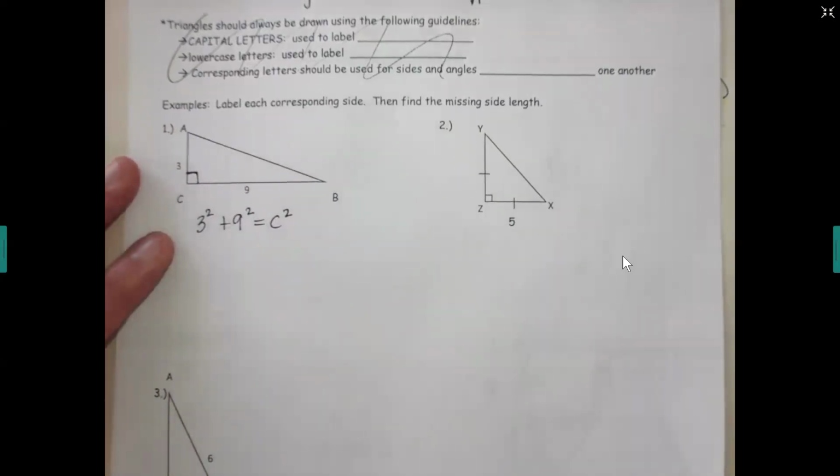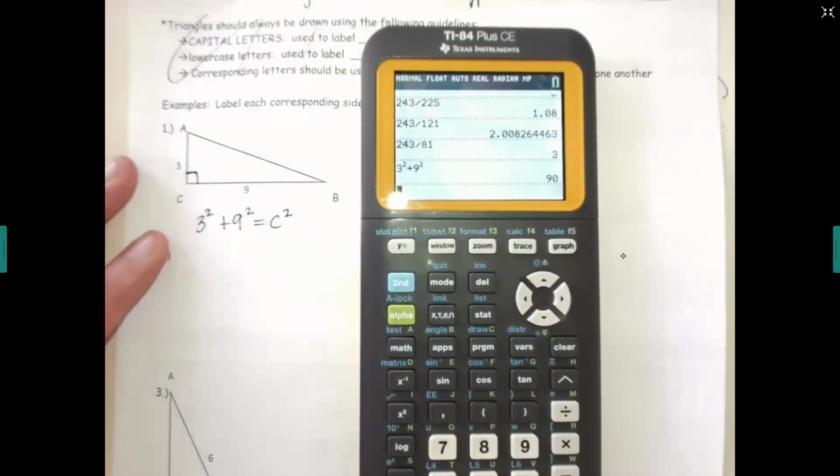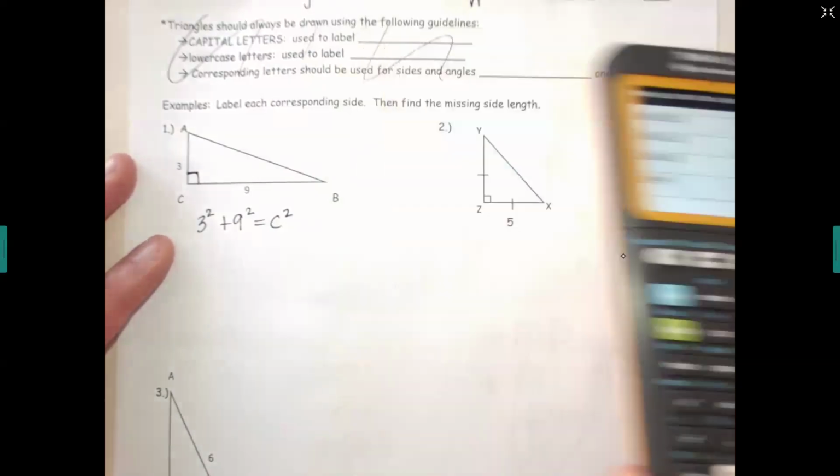Okay, in your calculator, what is 3 squared plus 9 squared? Okay, it is 90. Very good. Now, if you wanted, you could find 3 squared, find 9 squared, add them together. That's totally fine too, but it comes out to 90.